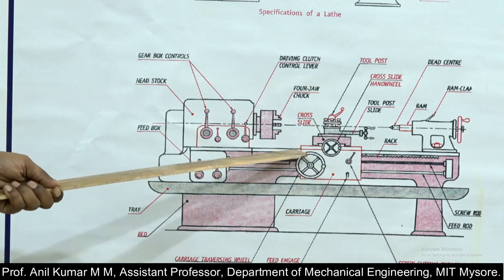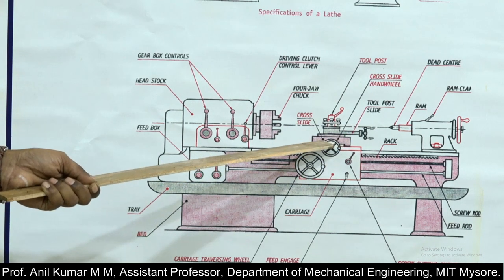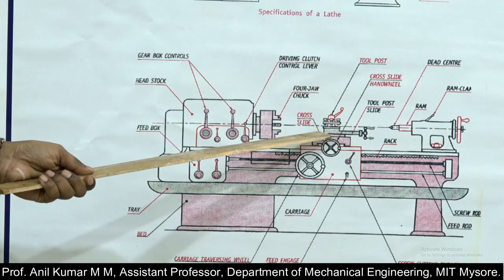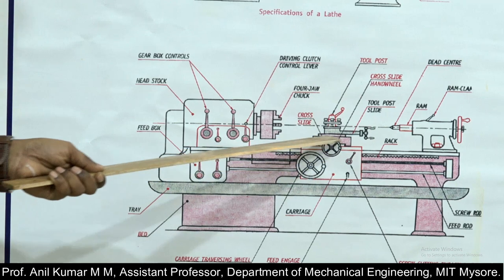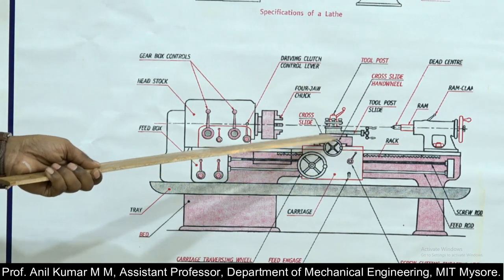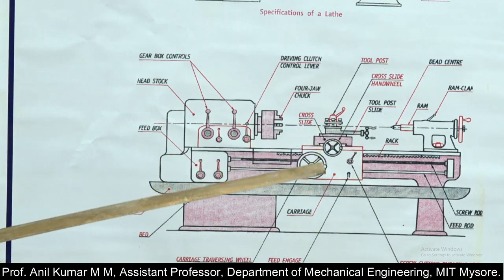Okay, saddle: it is an H-shaped casting and it is the base for the cross slide. The cross slide gives the transverse movement, that is a linear movement, to the cutting tool. This can be operated with the help of the cross slide hand wheel. And it is the base for the compound rest. The compound rest supports the cutting tool.